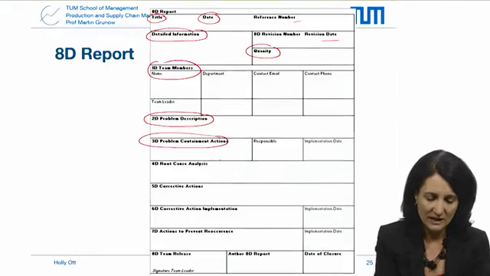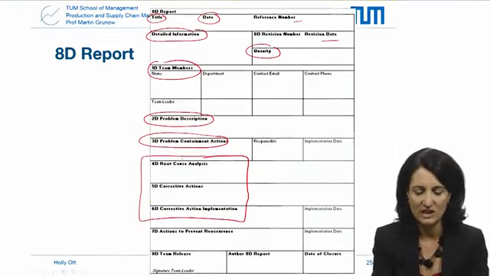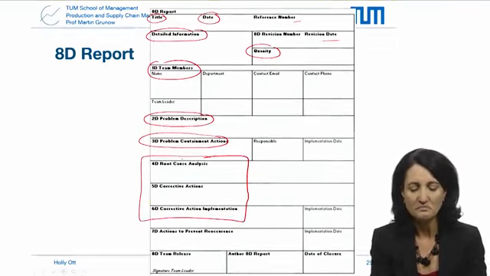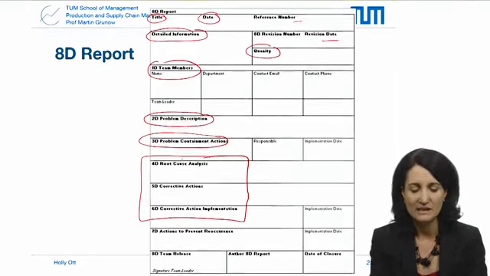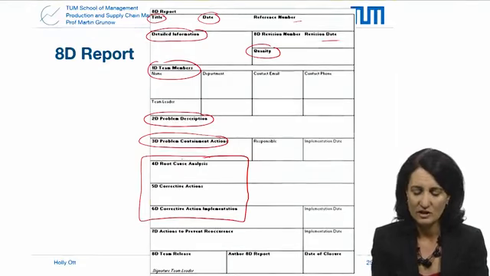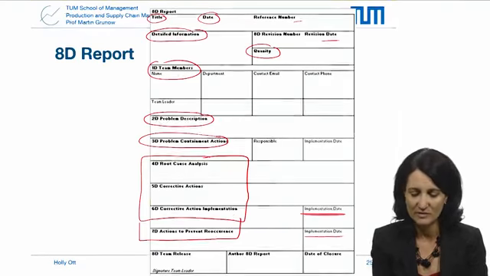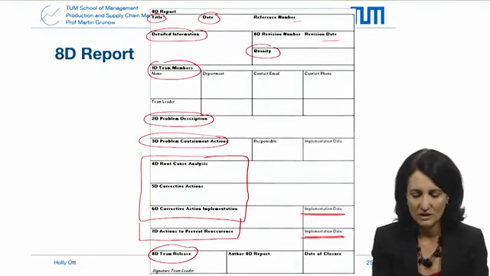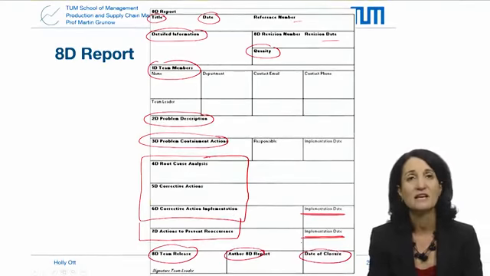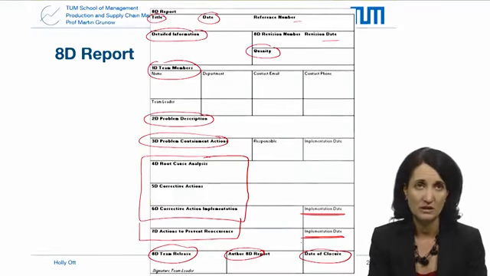Then you have the root cause analysis, containment action, corrective actions, and corrective action implementation. And here, this could also involve more data, more analysis, might take a little bit more time, but you're interested in the implementation date there. And then on top of that, the actions to prevent reoccurrence, also with implementation. And finally, you've got then the release and the signature, author of the report, and the final date of the closure. And once that is done, then the 8D can be closed.